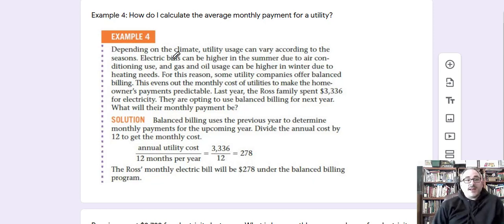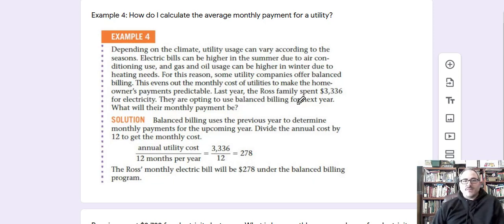Okay, so depending on your climate, your utility usage can vary according to the seasons, right? Electric bills can be higher in the summer due to air conditioning. And in the winter, we're going to use a lot more gas and oil. So gas and oil usage can be higher in the winter due to heating needs. For this reason, some utility companies offer balanced billing. This evens out the monthly cost of utilities to make the homeowner's payments more predictable.